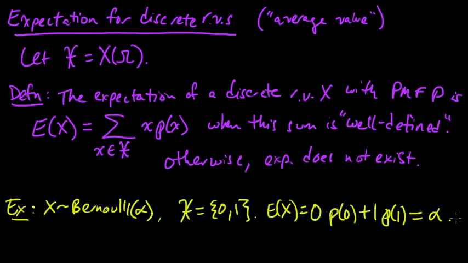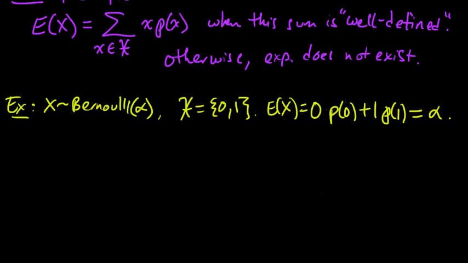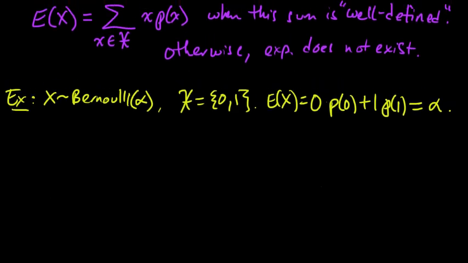And it would be a good exercise for you to compute the expected value for some of the other discrete random variables like binomial, geometric, and Poisson that I mentioned in the earlier video on discrete random variables. Some of them might be a little tricky. They might require some knowledge of series and evaluating infinite sums.